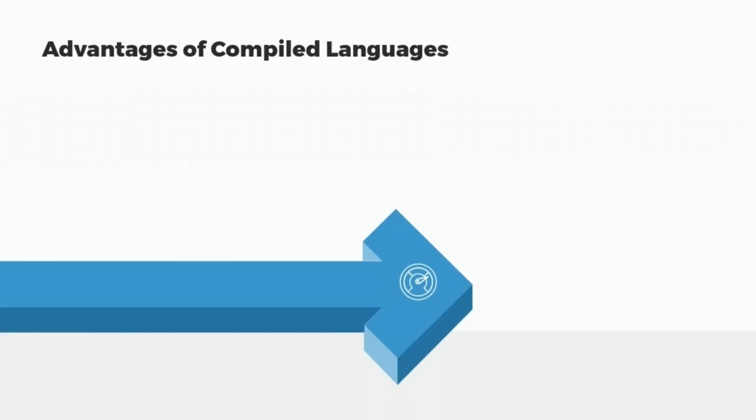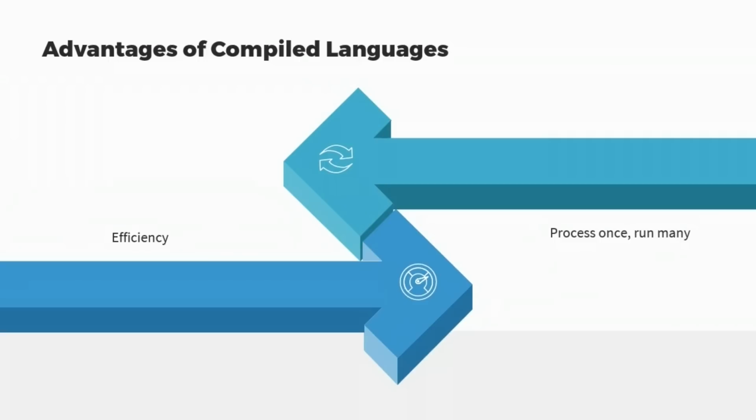So to finish up, the advantages provided by compiled languages primarily include efficiency and performance. Once the code has been compiled, it never needs to be recompiled unless the source code itself is altered, such as when a new version is created. This is sometimes referred to as process once, run many, or also write once, read many.